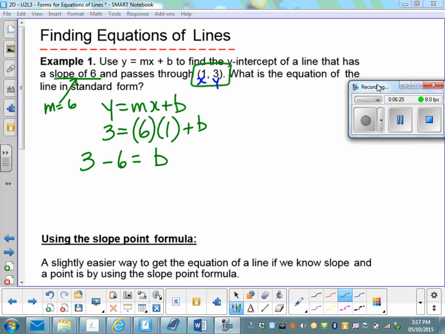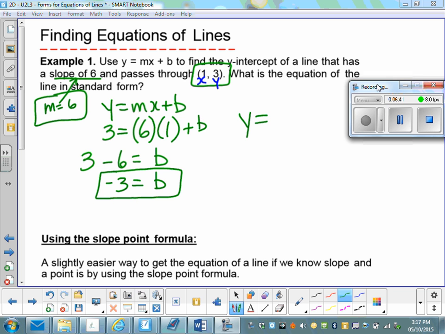So I multiply 1 times 6, I get 6. I take it to the other side and subtract it, so I get b equals -3. So now I've got the y-intercept, and I've got the slope, so I can write the equation of a line, because in y equals mx plus b, 6 is my m, and -3 is my b.